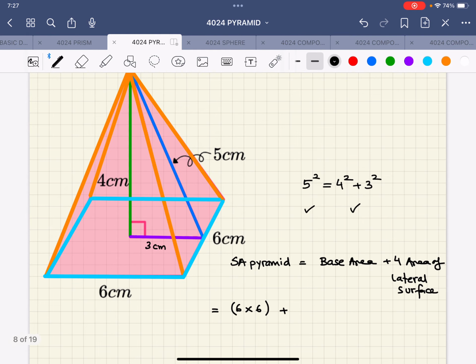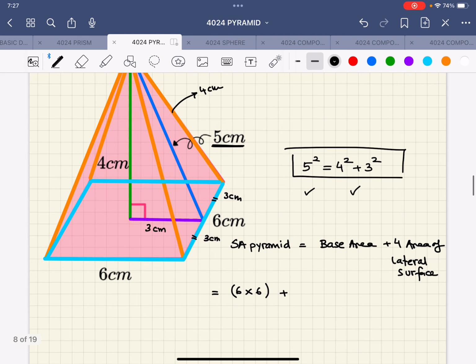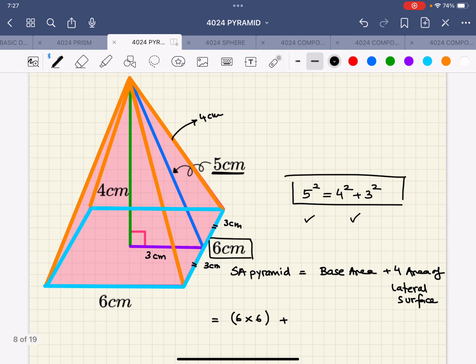Now, how can I calculate that? I can calculate that because if this is 5 centimeter and this is 6 centimeter, it will be divided into 3 centimeter and 3 centimeter. Therefore, this orange line is also 4 centimeter. So the orange line over here is also 4 centimeter according to the same Pythagoras theorem. So therefore, the base is 6 and this thing is 5. Actually, I don't need the 4.